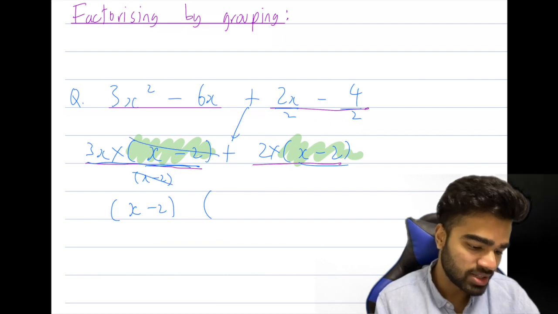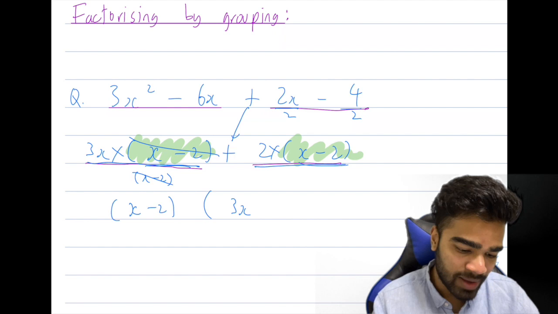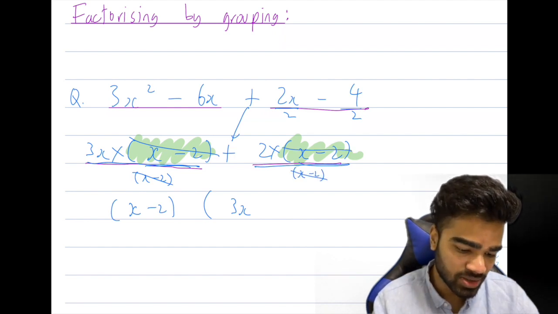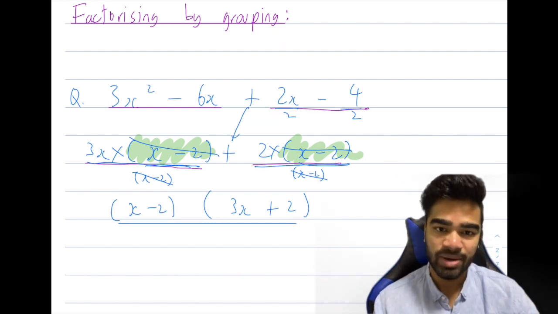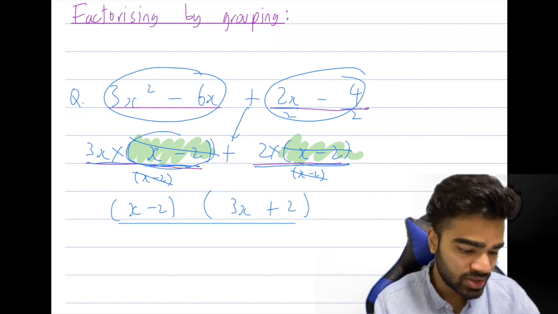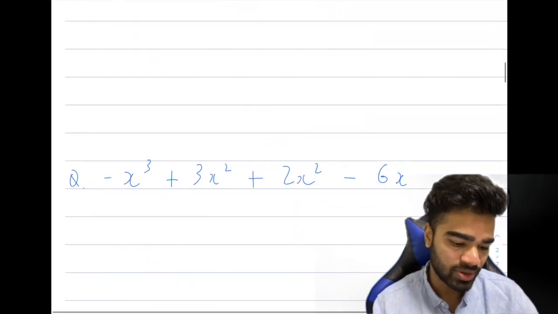That's a common factor. And now we take this side and you divide by x minus 2. So x minus 2 cancel, you're left with 3x, okay? And then you do the same thing. You take the right side, divide by x minus 2, x minus 2 cancel, you're left with plus 2, right? So this is factorizing by grouping. So you factorize the first two, you factorize the second two, and then you take out the common factor, which in this case is x minus 2. Let's do another example, it will make more sense.